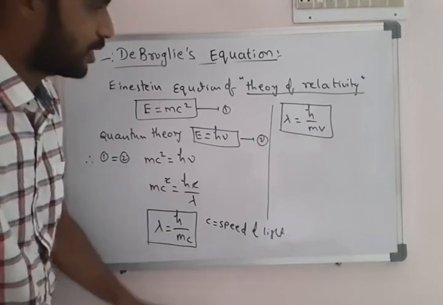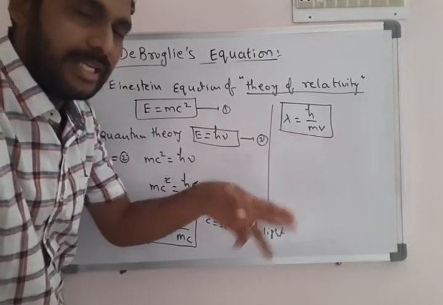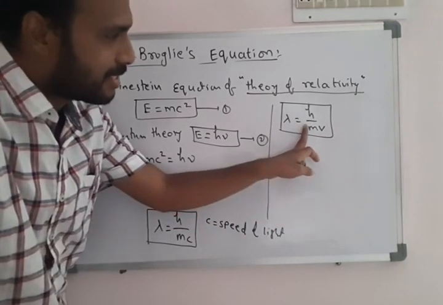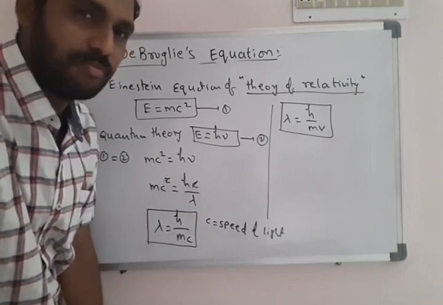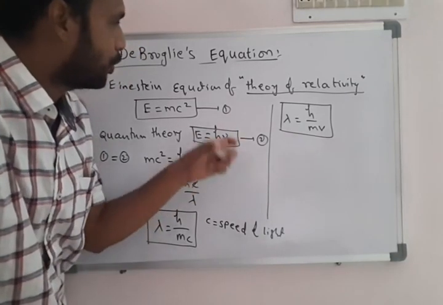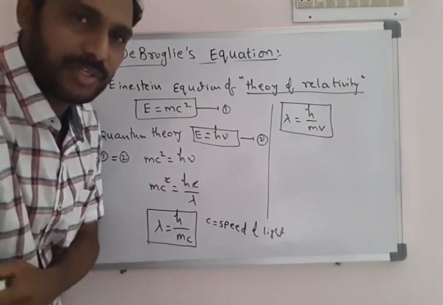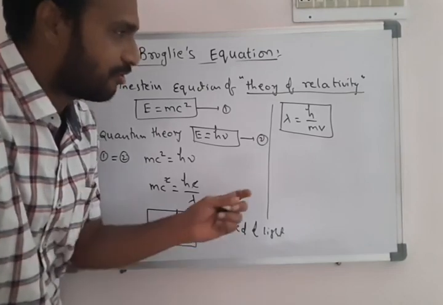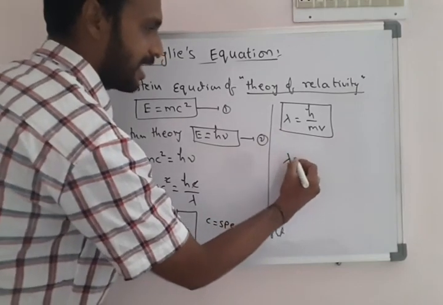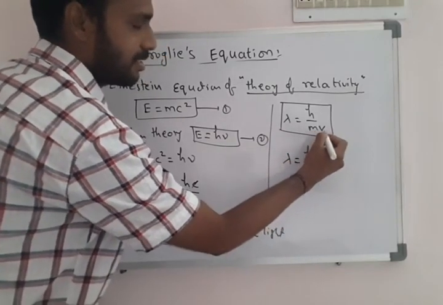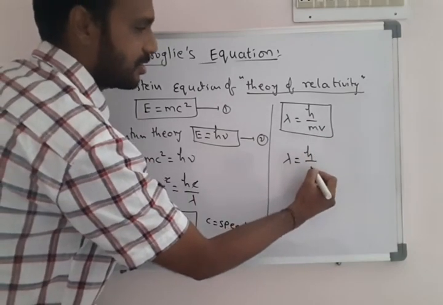So in this equation, if you observe, lambda is present, meaning wavelength is present. Wavelength indicates the wave nature, and m is also present, mass. Mass also indicates the presence of particle nature. Totally, de Broglie theory supports the dual nature of light, electromagnetic radiations, and electron-like microscopic particles. It can be written as lambda is equal to h by mv. Mass into velocity, we can write as momentum.